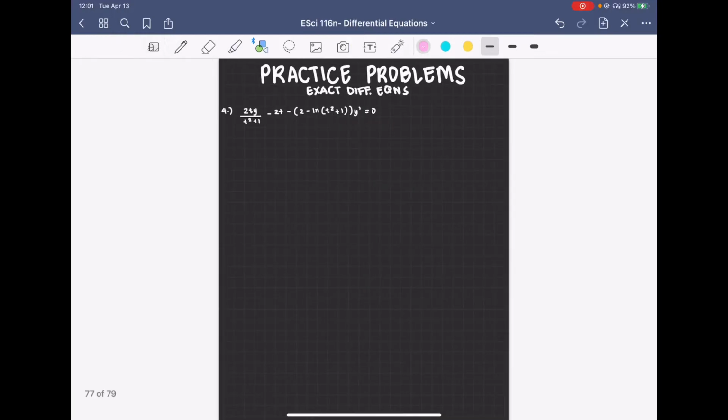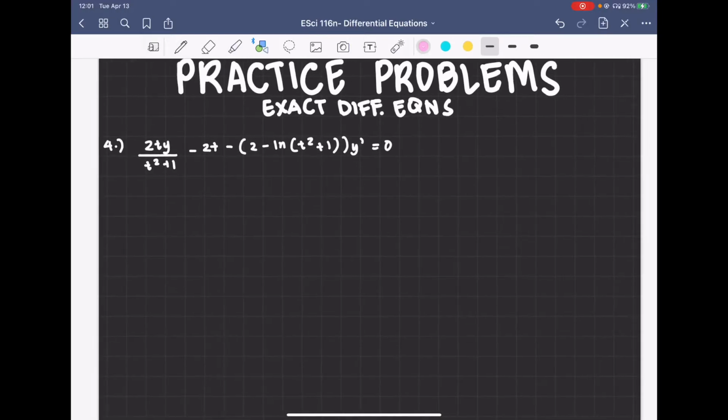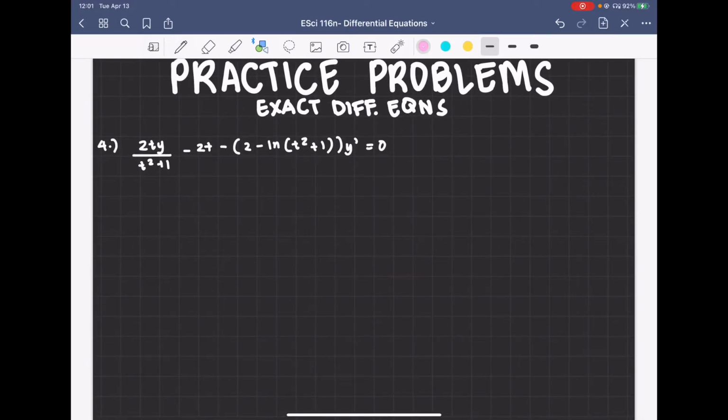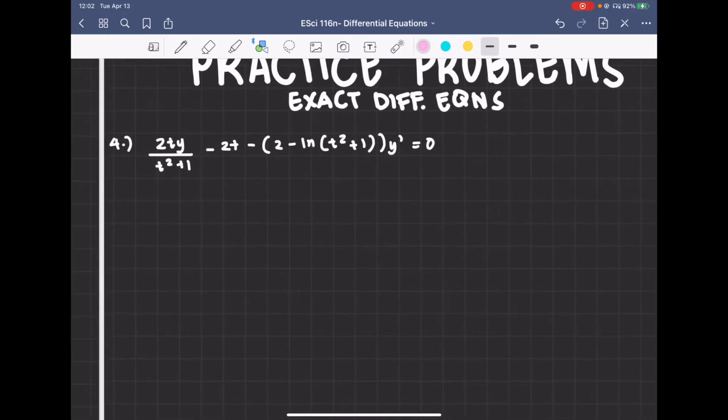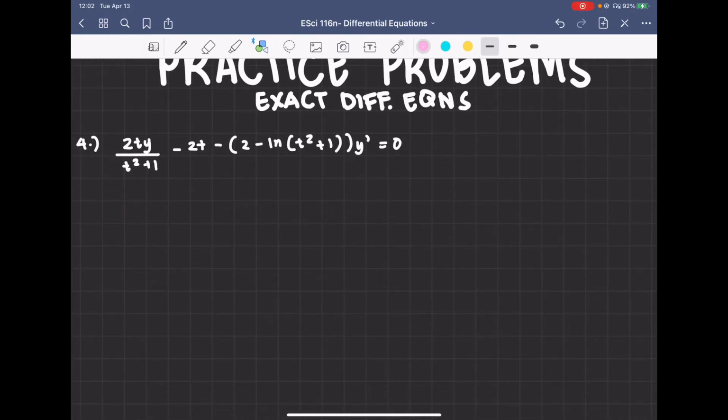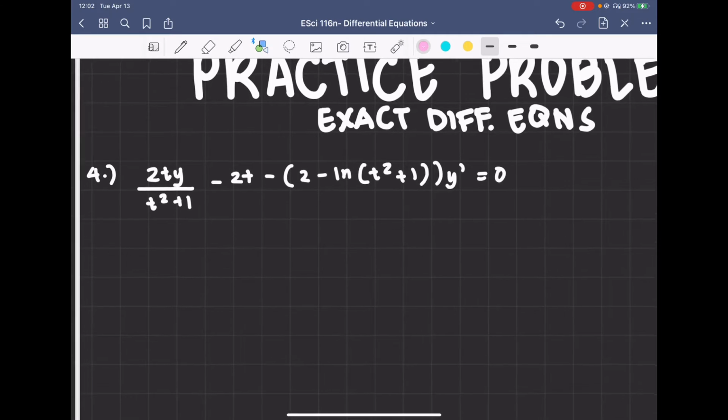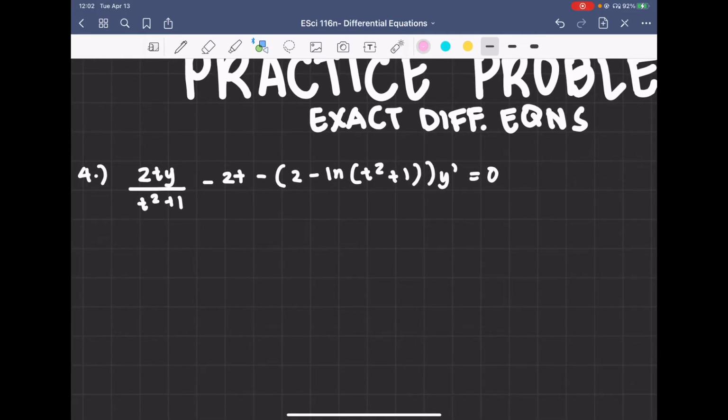Moving on to our problem number 4 here. We have 2ty over t squared plus 1 minus 2t, minus the value of 2 minus ln of t squared plus 1, times the value of y prime. Now, as you can see here, there is no x, and that is replaced by t. So let's just replace all variables of x with t.